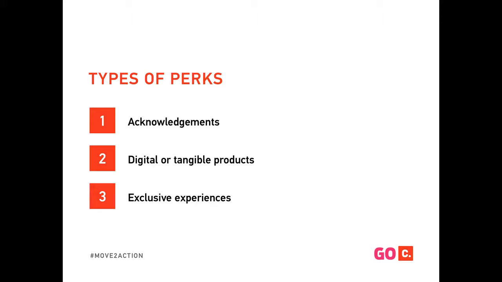Secondly, is digital and tangible products. So digital ways and digital items that you can send over to your donors over the internet that don't really cost anything to produce and to ship, to very physical products that you can send to their homes.